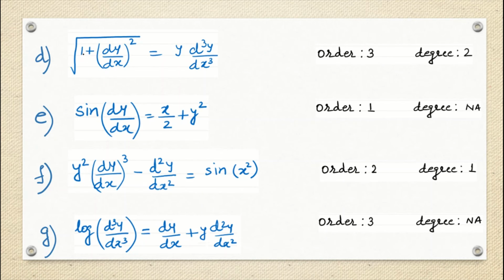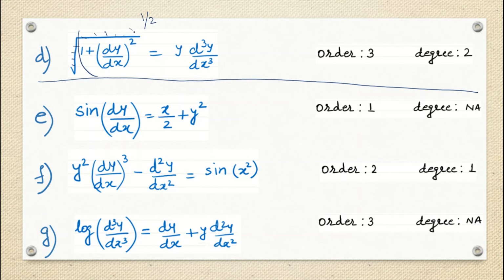This question is 1 plus dy by dx whole square, and the whole is under root, equals y into d3y by dx cube. So what do we have to do? Always remember that whenever you find this type of differential equation where the power is fractional, we had seen that it should be polynomial in nature. If we remove this under root, this is nothing but the complete power 1 by 2. So we always make the power non-fractional.